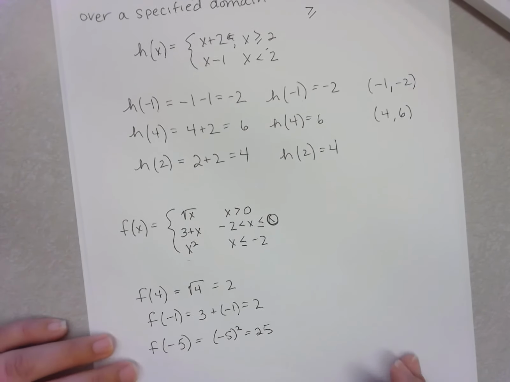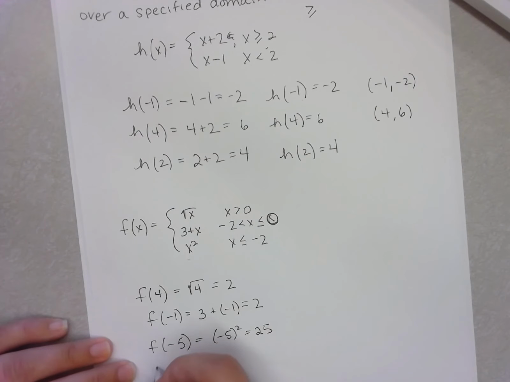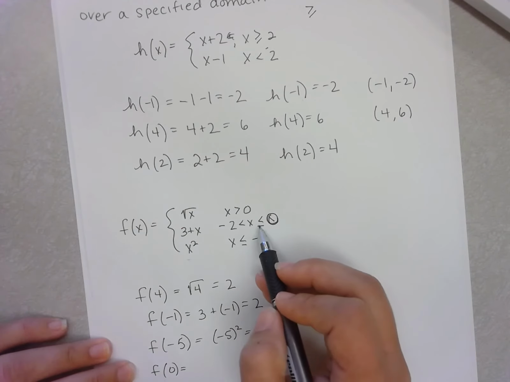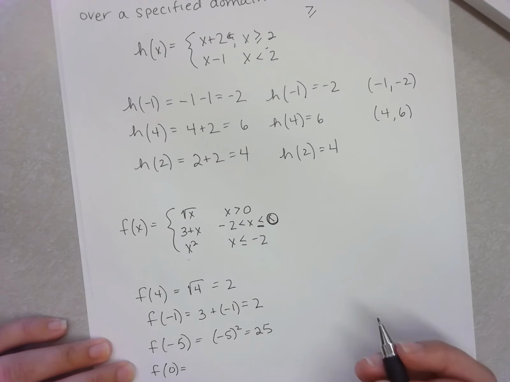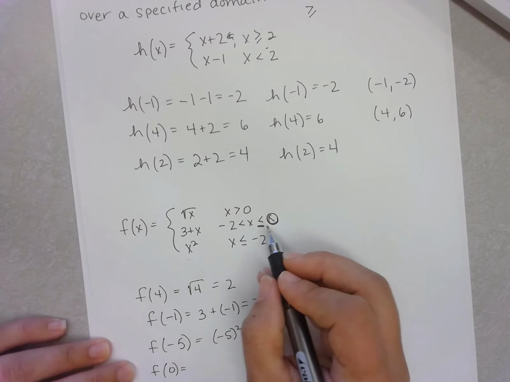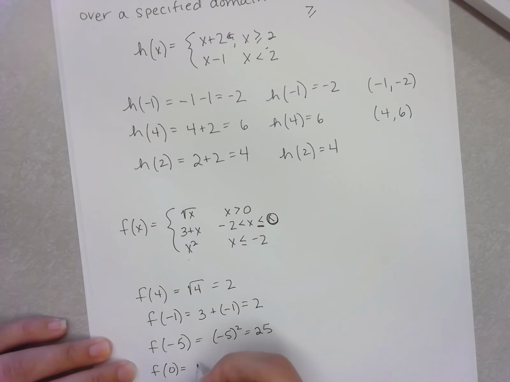Right, so let's look at the changeovers as well. Let's look specifically at f of 0. This is where I need to make sure that I'm plugging it into the right place. This is for strictly greater than 0. This is the piece that includes 0 because of this extra equal to sign underneath here. This is read x is less than or equal to 0. So 0 is included in this one. So f of 0 would be 3 plus 0, which gives me 3.